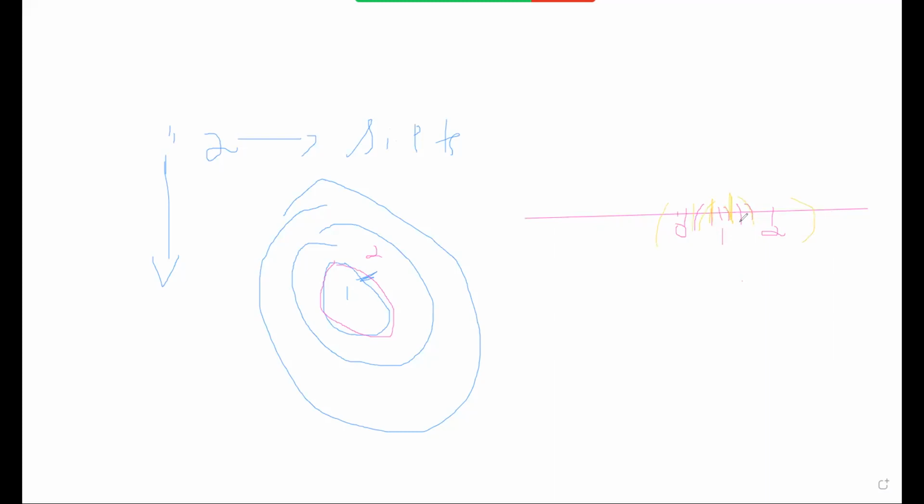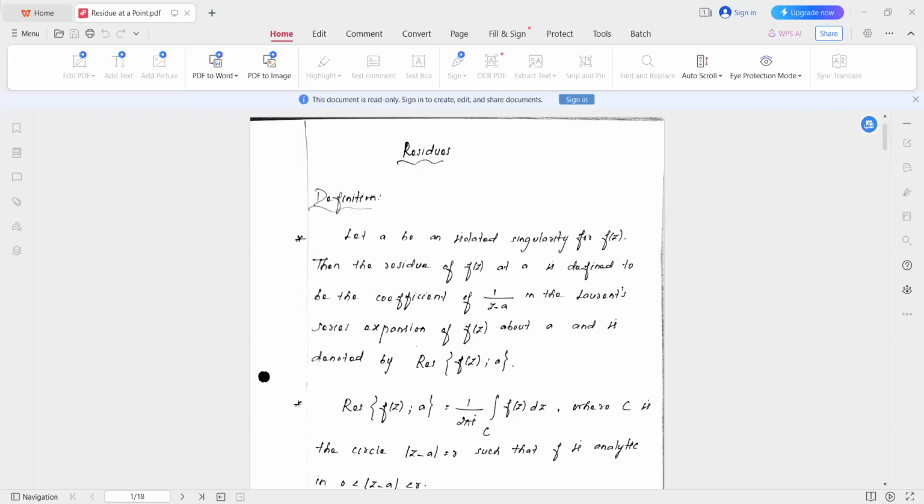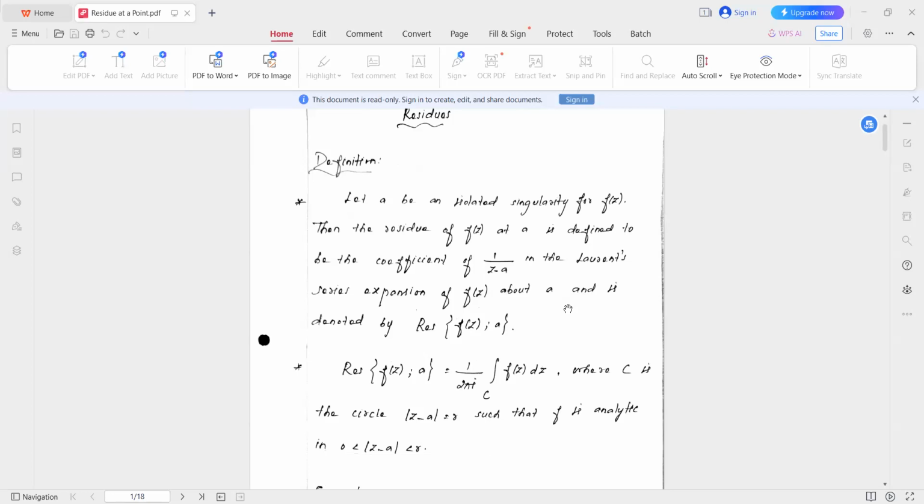Similarly, the point 2 is said to be an isolated singular point if there exists a neighborhood for 2 which does not contain the point 1. That can happen. We can choose that kind of neighborhood which does not contain the other singular points. So this is the definition of an isolated singular point.